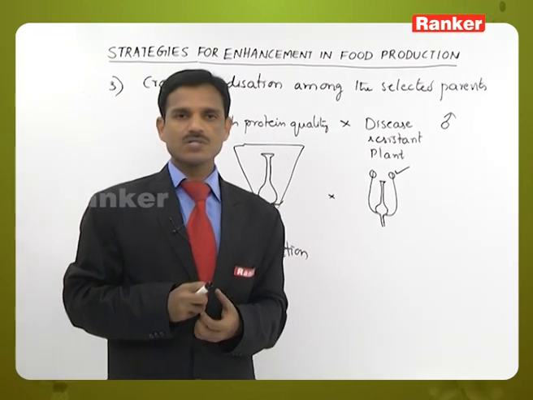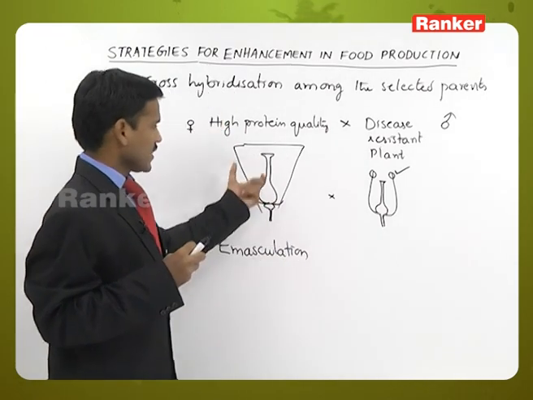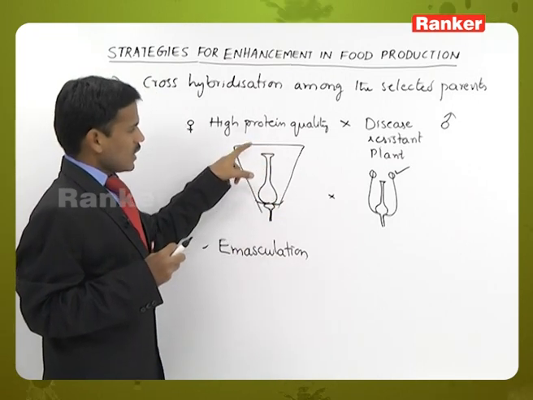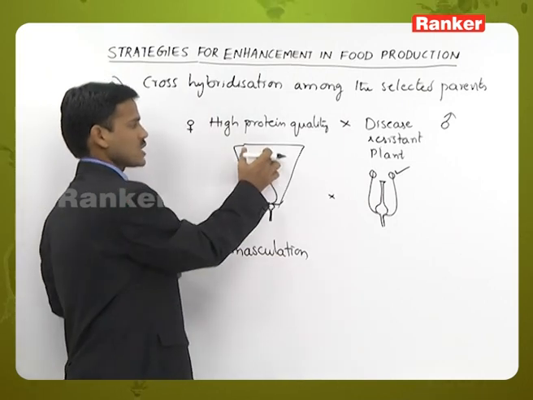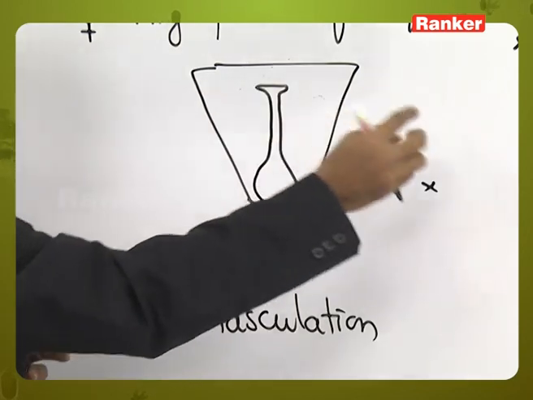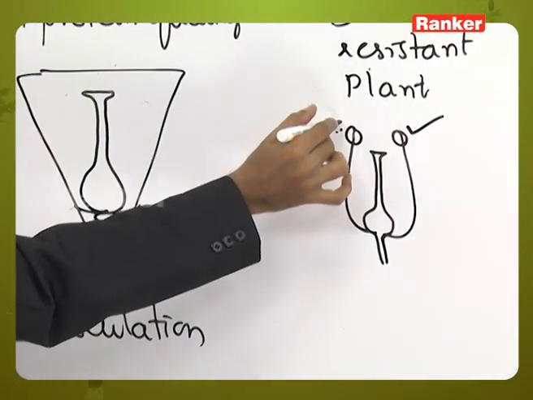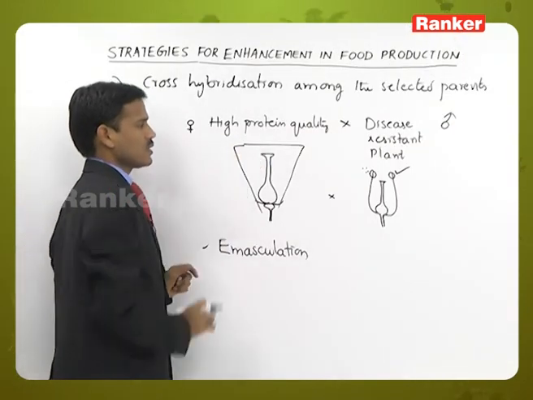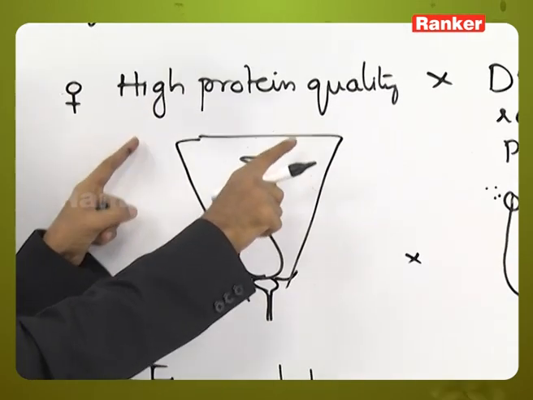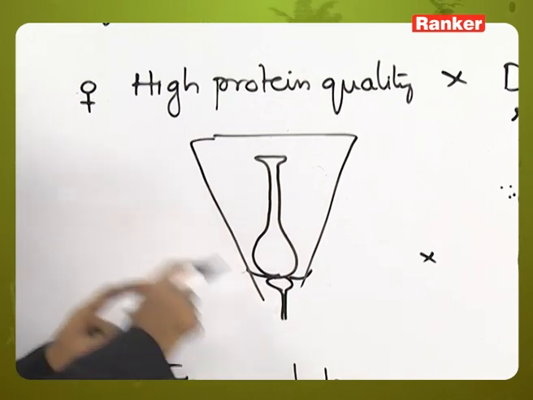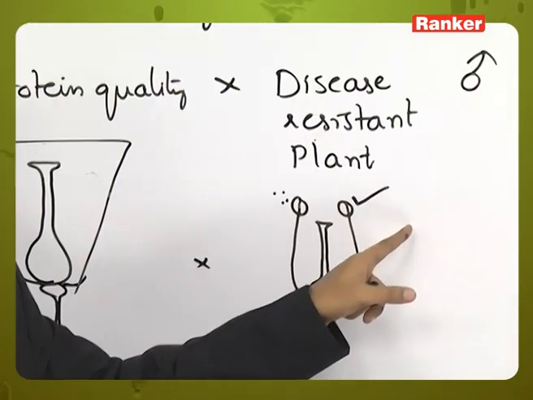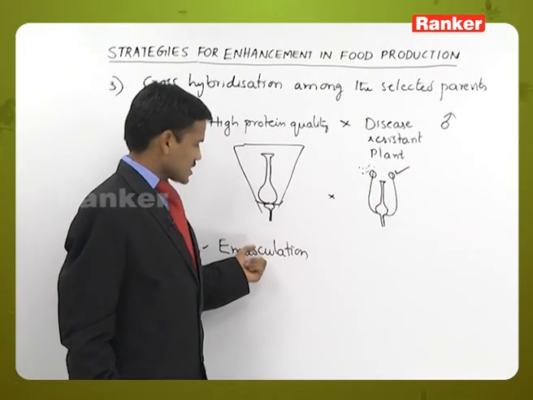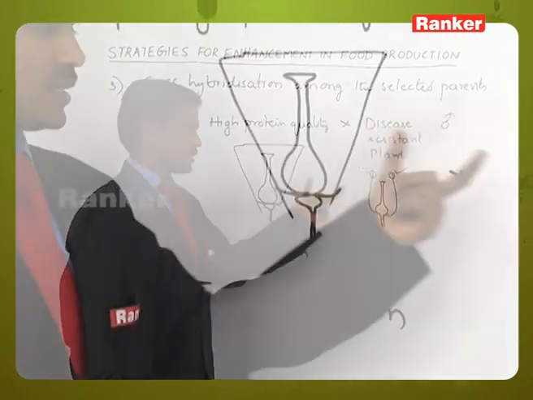Why is the bagging technique used here? If the flower is not covered by a bag, unwanted pollination also takes place. The flower produces desirable pollen grains, but other unwanted pollen grains can also reach the stigma. So, to avoid unwanted cross pollination, it is covered with a bag. From the male parent we only collect the pollen grains. Emasculation is carried out only in the female parent, not in the male parent.